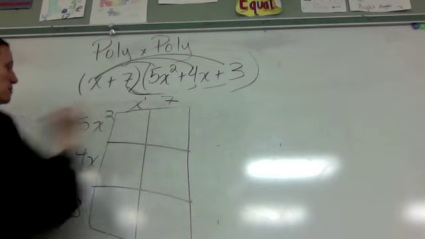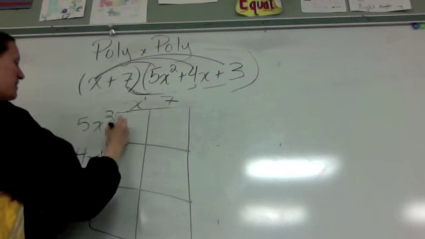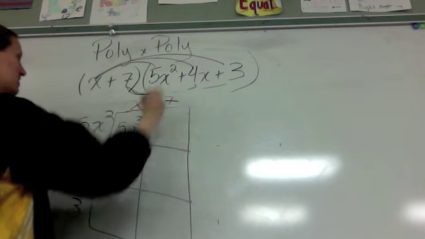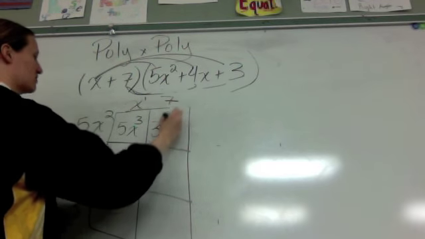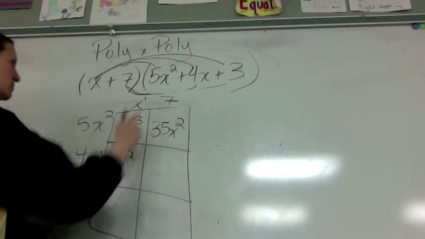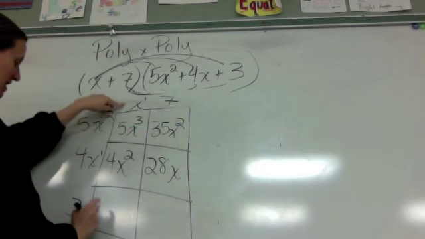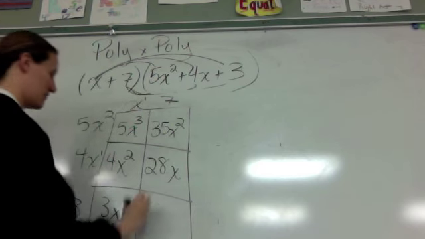So that's, remember that exponent is 1. So 5x squared times x to the first is 5x to the third. 7 times 5x squared is 35x squared. 4x times x is 4x squared. That's going to be 28x. 3 times x is just 3x, and 3 times 7 is 21.